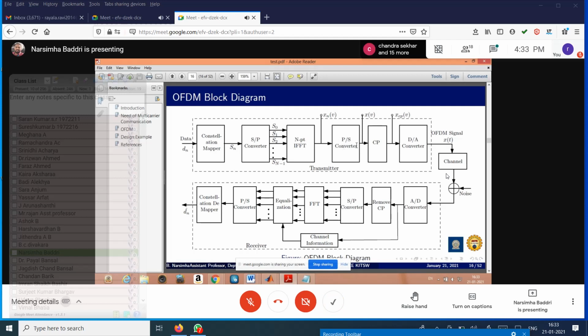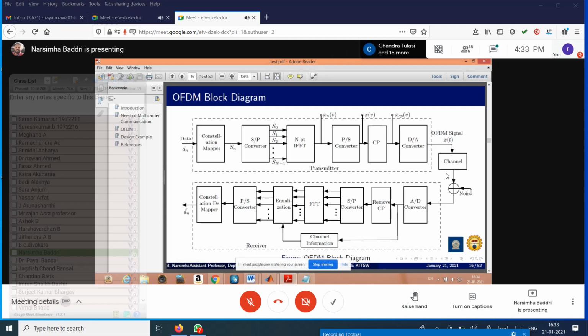After assigning the carrier, parallel to serial conversion, then followed by CP. Okay, the symbol length will be expanded. However, next, to transmit through the wireless channel, we are converting D2A. We are using a D2A converter. So this discrete signal will be converted to an analog signal, and the signal will be transmitted through this space.